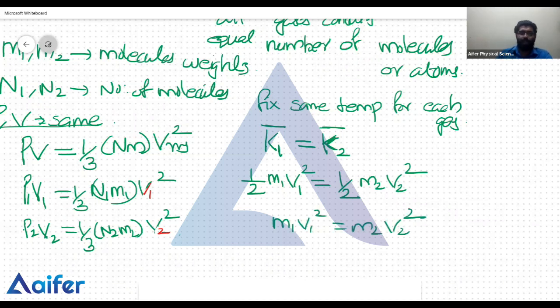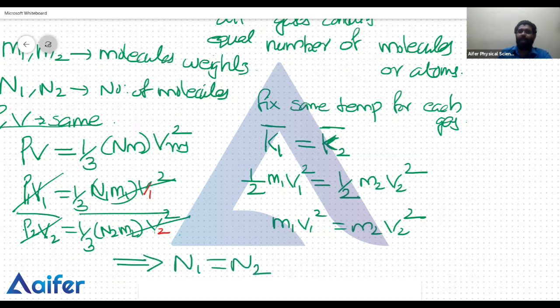They are same. Now if you divide these two expressions, you are fixing the pressure and volumes same, right? So P1 V1 will be equal to P2 V2 because pressure and volumes are same. And your half mv square, so that is M1 V1 square is equal to M2 V2 square. They are also gone. 1 by 3 will cancel each other. And that will give you N1 equal to N2. What is N1 and N2? Number of molecules. So that is nothing but Avogadro's law.